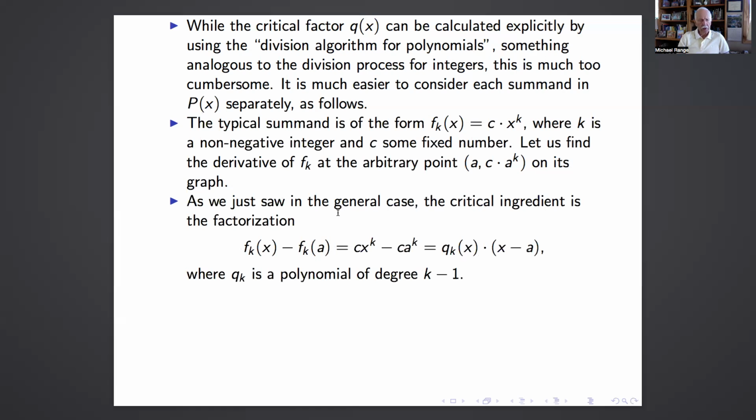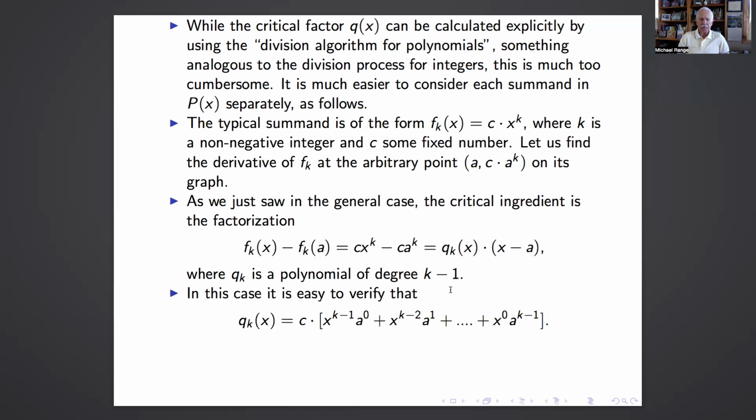As we just saw in the general case, the critical ingredient is the factorization of f sub k of x minus f sub k at a, and q sub k, in this case, is the polynomial of degree k minus 1. And it is very easy to verify that this particular polynomial is given by this expression here. You can check it out easily.